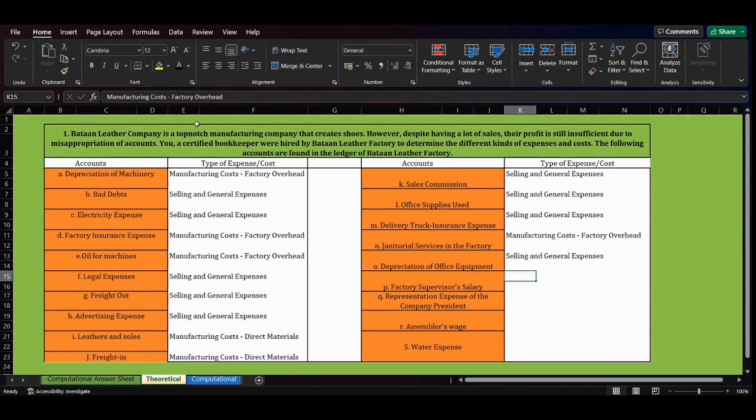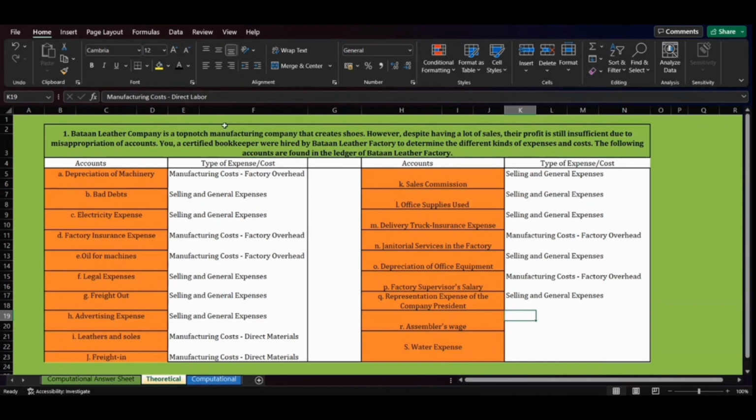So next is the factory supervisor's salary. Factory supervisor salary is part of the manufacturing costs, factory overhead. Since the supervisor is not the one that creates a product but only supervises, it is not part of the direct labor. Next is the representation expense of the company president. We consider this as selling and general expenses since it is not part of the manufacturing process of the company. Next is the assembler's wage.